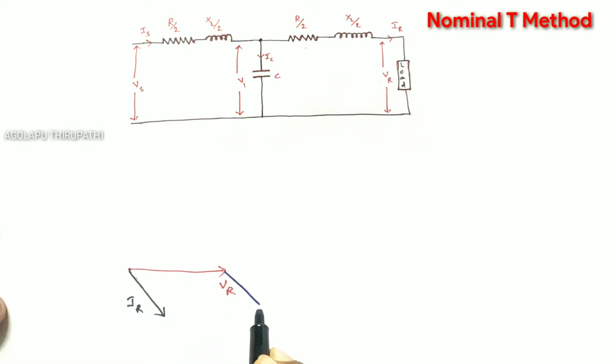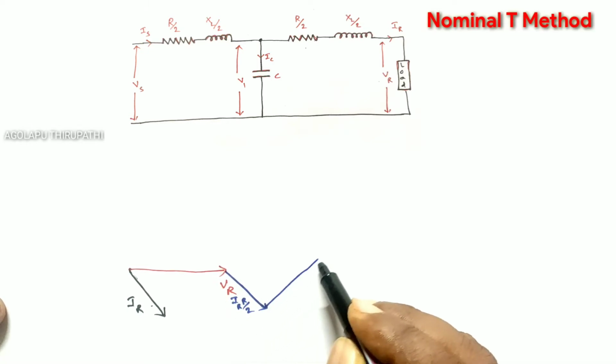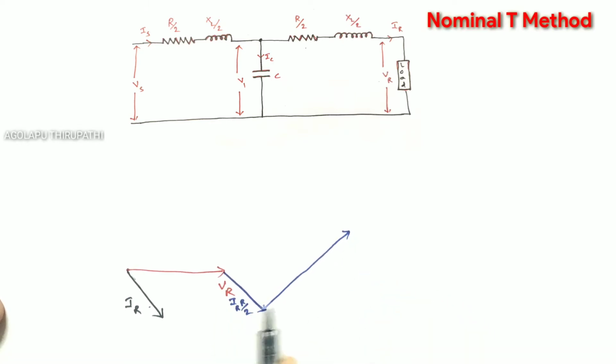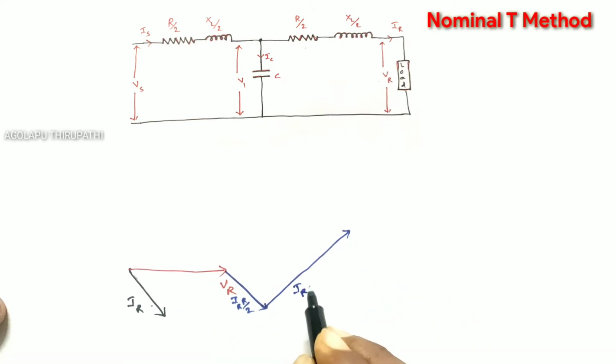Therefore this is the vector IR into R by 2. These two are parallel here. Next take the IR into XL by 2 vector. We know from the impedance triangle that it is perpendicular to this vector. So this is perpendicular to this vector. This vector is IR XL by 2.